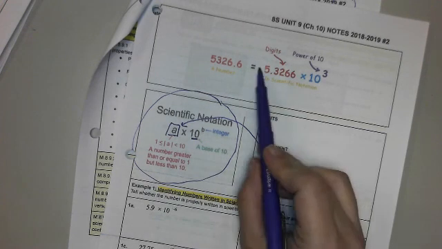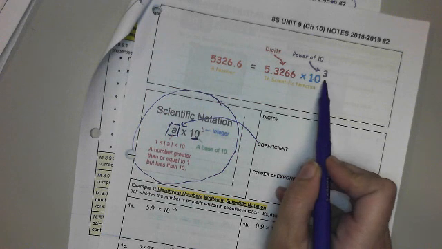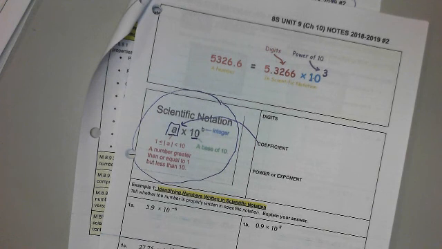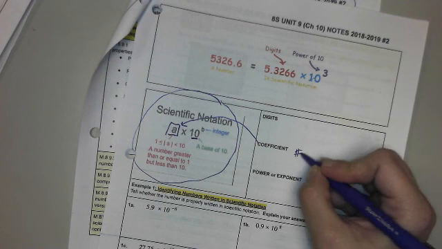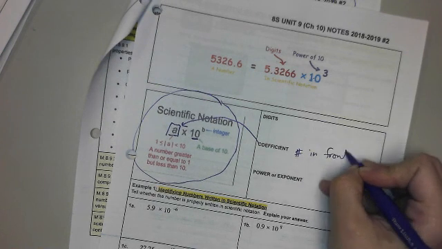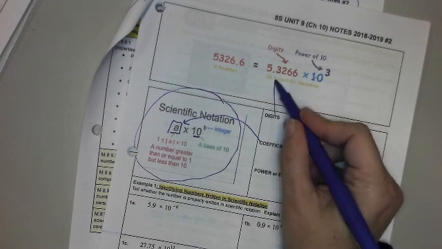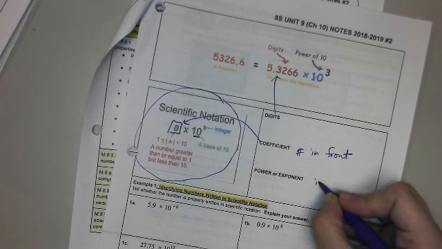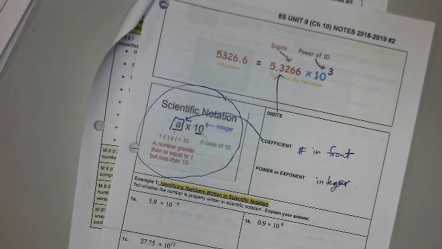So here we have the digits. We have the power. We have the 10, and then we have an exponent. So those are the things to know. The coefficient is the number in front. Then we have digits here. You can see up there all the digits. And then the power is going to be an integer.